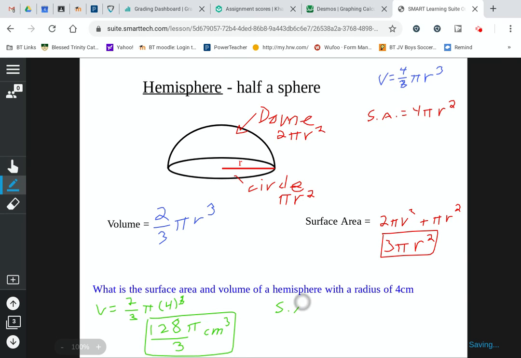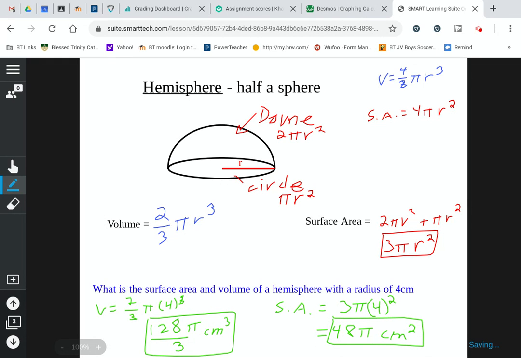And then my surface area, since we're talking about a freestanding one, is going to be 3 pi r squared. So 3 times pi times 4 squared. I'm sorry, that looks like 41. It should be 4 squared. I'm going to rewrite that real quick. We know 4 squared is 16. 16 times 3 is 48. So 48 pi centimeters squared.